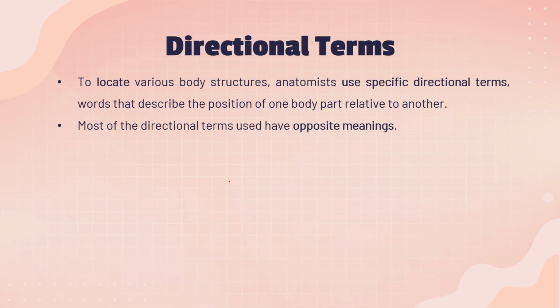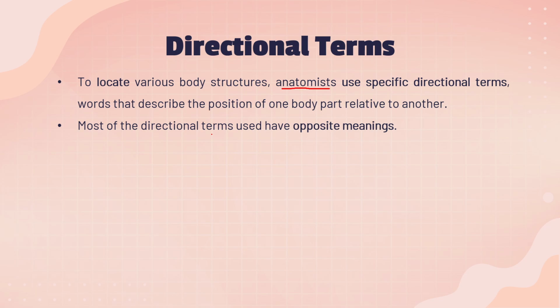Now directional terms. To locate various body structures, anatomists use specific directional terms, words that describe the position of one body part relative to another. So these are the terms given by the anatomists to identify different structures of the body. They are known as the directional terms. Most of the directional terms used have opposite meaning. You can see in the chart, there are various directional terms given by the anatomists.